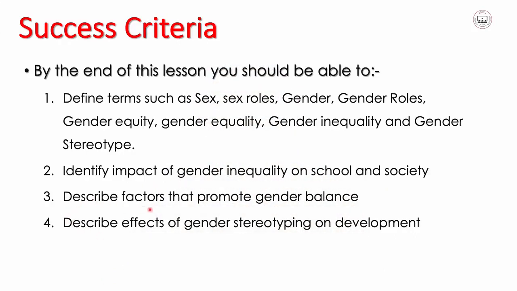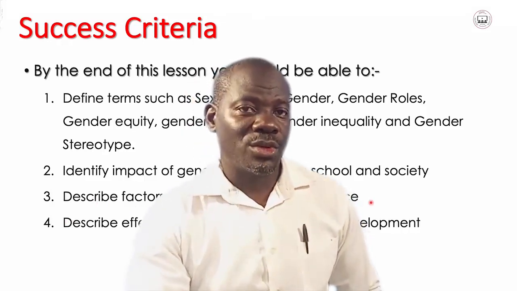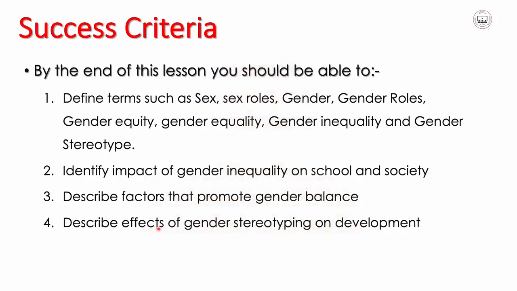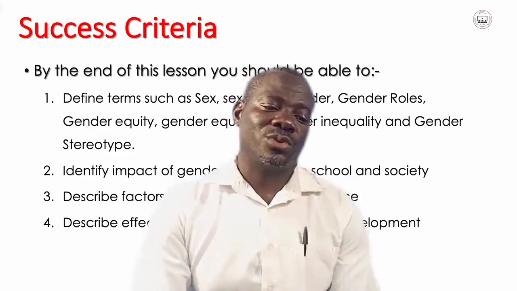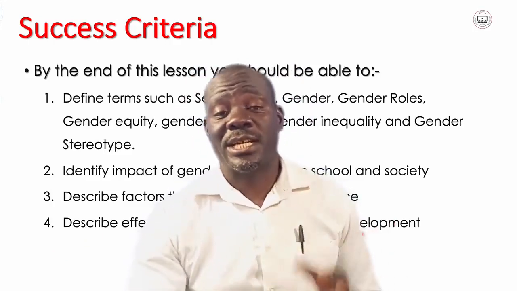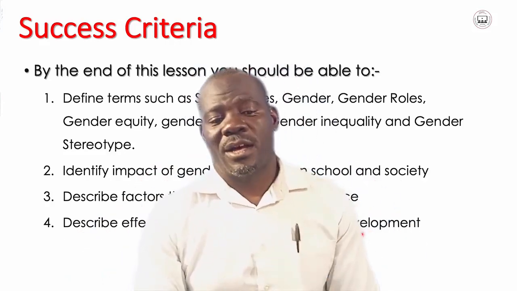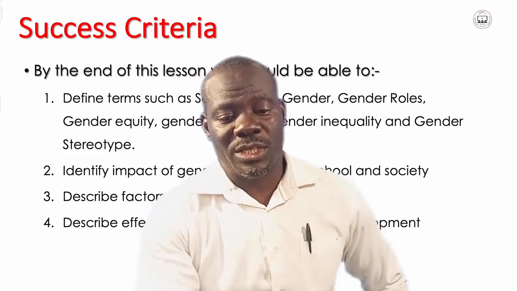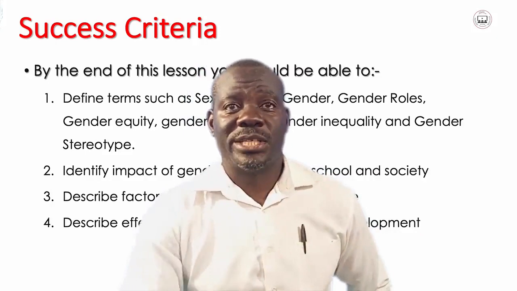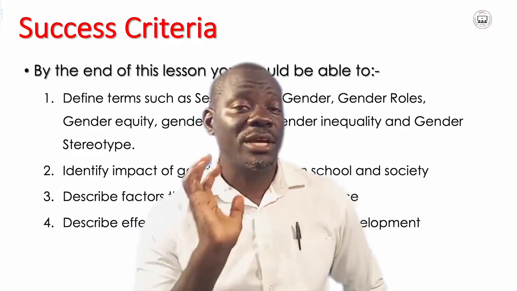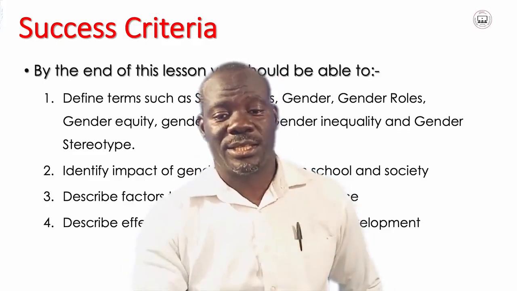And also describe factors that promote gender balance. By the end of this lesson, you have to be able to describe the factors that promote gender balance. And finally, you have also to describe the effects of gender stereotyping on development. After knowing what stereotyping is, you have to describe the effects of gender stereotyping on development. So these are the things that we are going to discuss in this lesson. So be there, be attentive, pay close attention, and don't let anything disturb you.